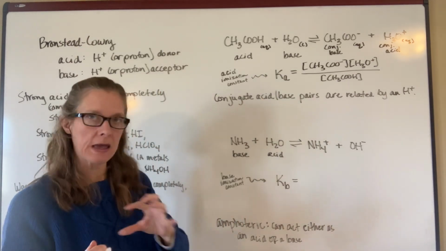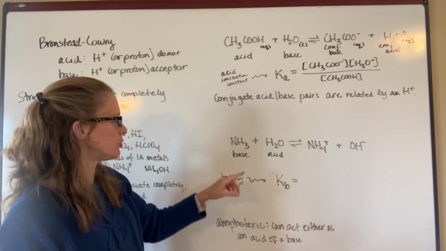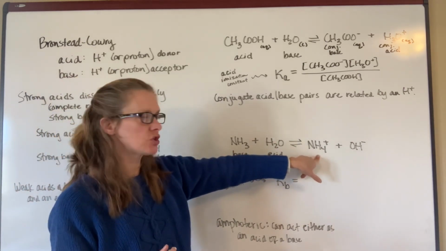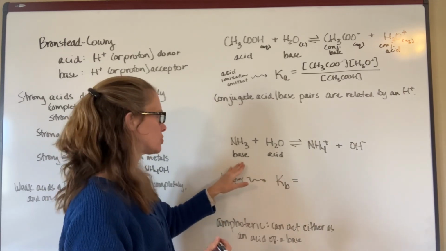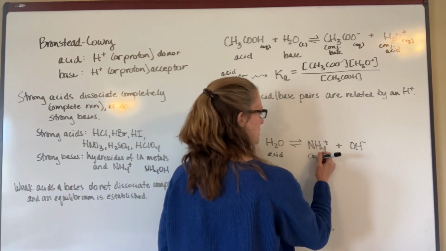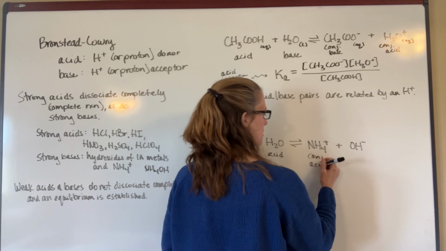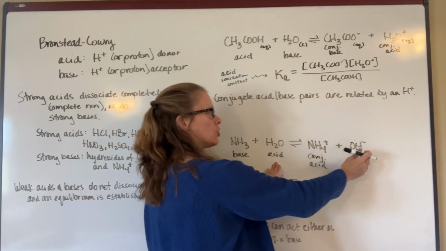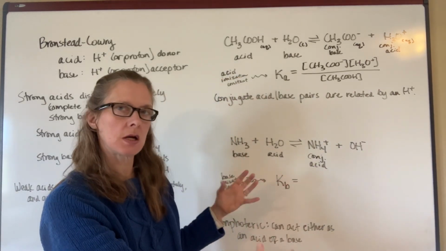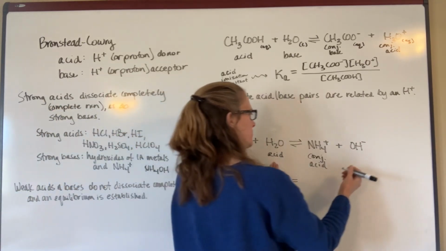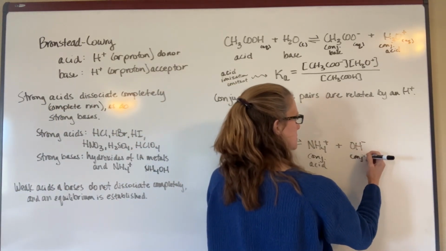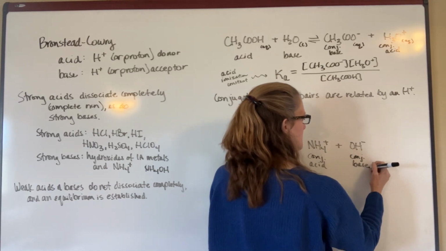Then, again, think about it whichever way is most helpful to you. The NH3 and the NH4 plus are the same formula with the exception of an additional hydrogen ion. So if this is the base, that means that this one is the conjugate acid. H2O and OH minus are also related only by the difference of a hydrogen ion. So if this is the acid, that makes this one the conjugate base.